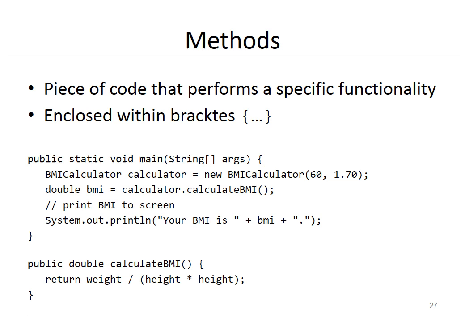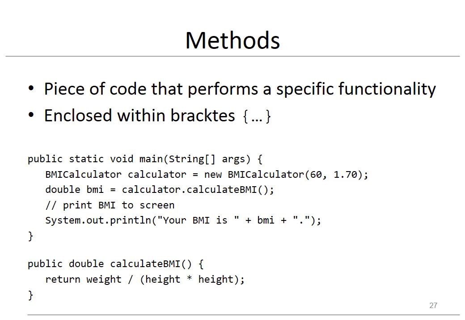Besides variables, a Java class also has methods. A method is a piece of code that performs some specific functionality. In Java, a method definition needs to be enclosed between brackets. In our BMI example, we have three methods: BMI calculator, calculate BMI, and main.